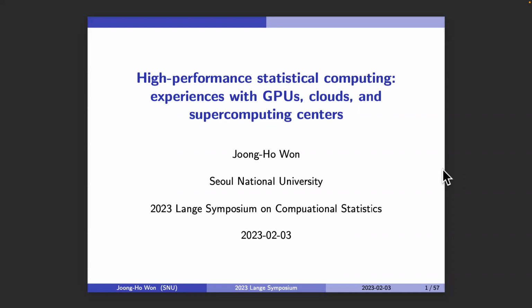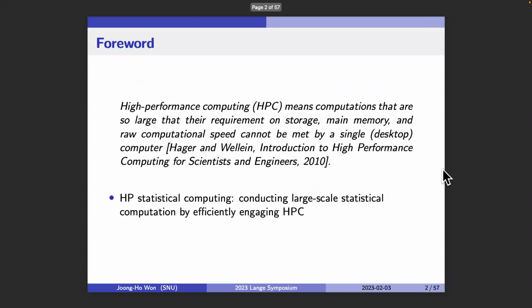And so I'm going to talk about how to invert a huge matrix in this talk. So this talk, as the title suggests, is about high performance computing and also for statistical computing. High performance computing, according to some textbook, means computations that are so large that the requirement on storage, main memory, and raw computational speed cannot be met by a single, say, desktop computer.